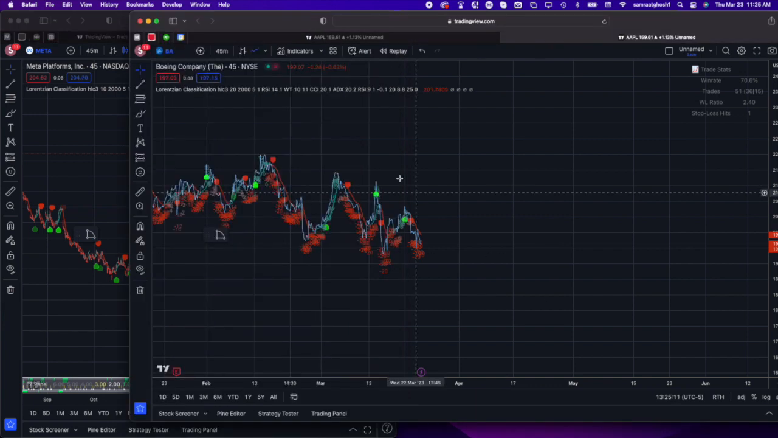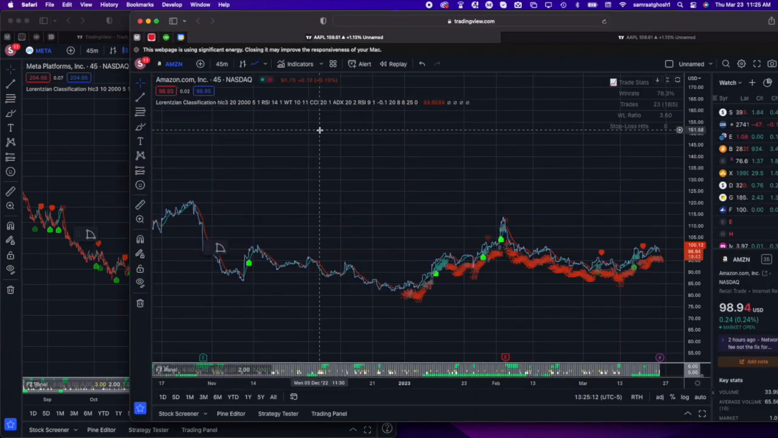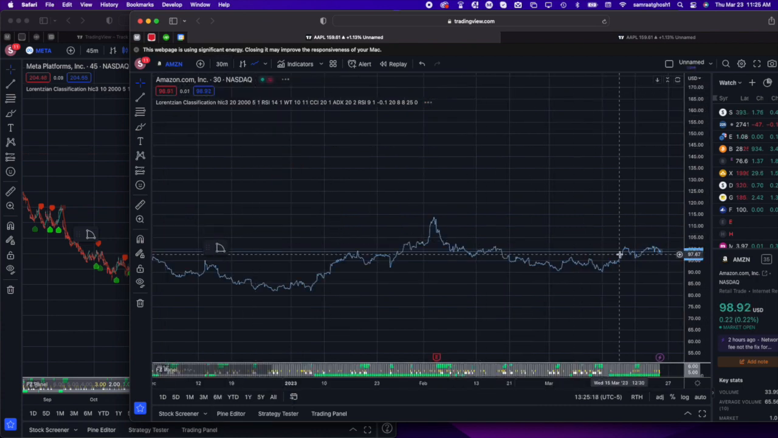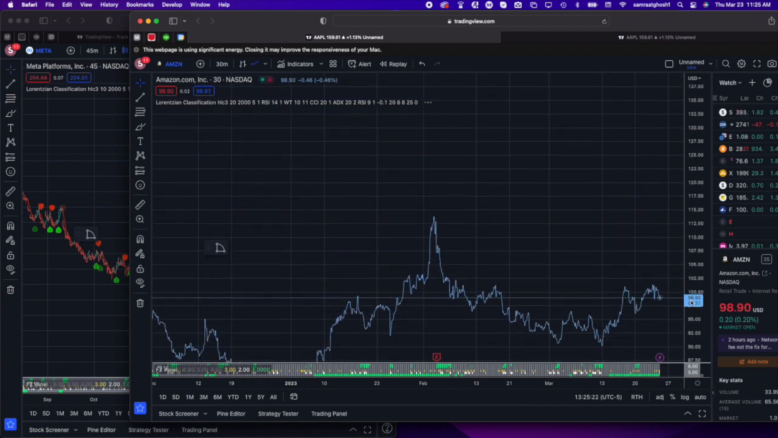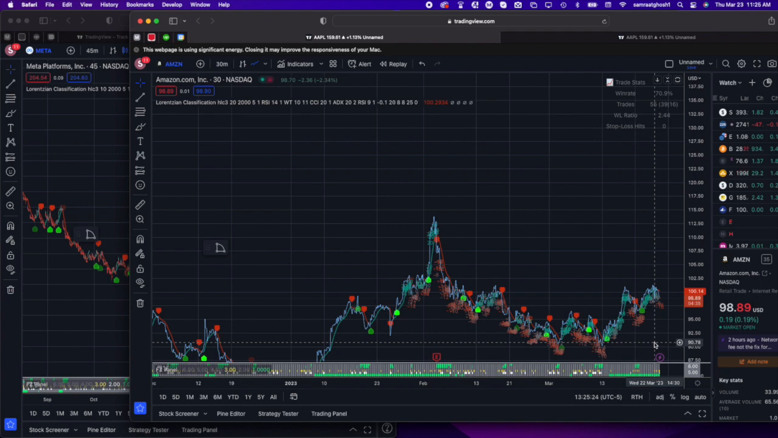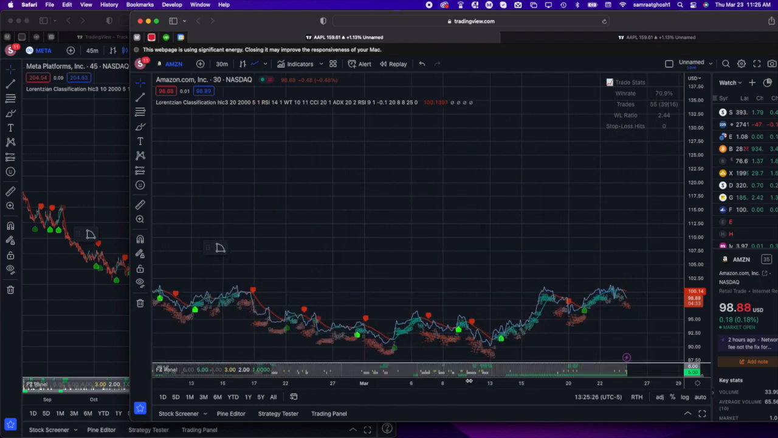Now back to Meta, and back to Boeing, and then Amazon, just kind of showing you an overview, 78.3% here. And you can compare the time series from 1 week all the way down to 1 minute against all of the stocks. It does function. It is real time.